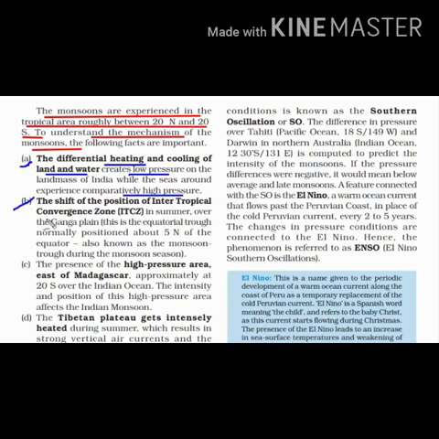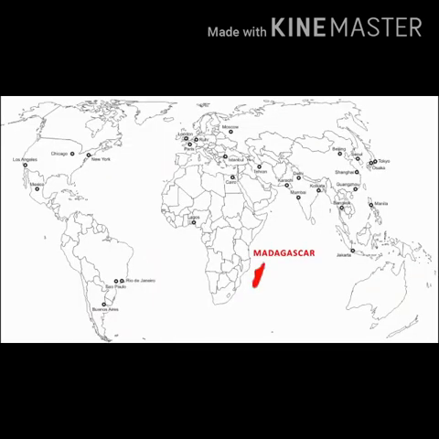And the second mechanism is the shift of the position of the intertropical convergence zone, which is called ITCZ. This zone is a low pressure zone which moves from the equator to the subtropical region and again back. And the third mechanism is the presence of the high pressure area east of Madagascar. I hope you know where Madagascar is. It's near the Indian Ocean and towards the eastern side of Africa. So this is a landmass, right? And that too in a complete tropical region.